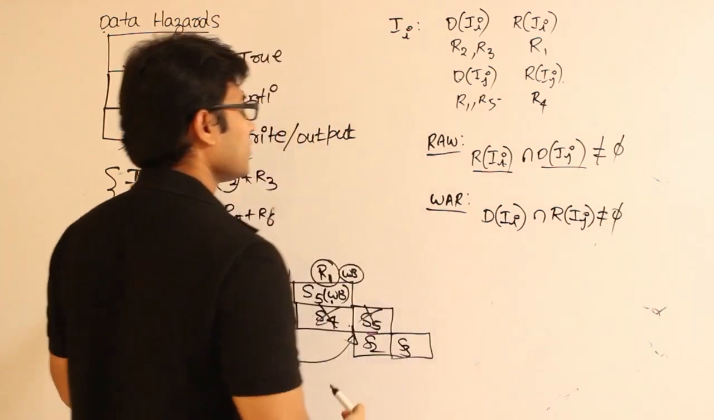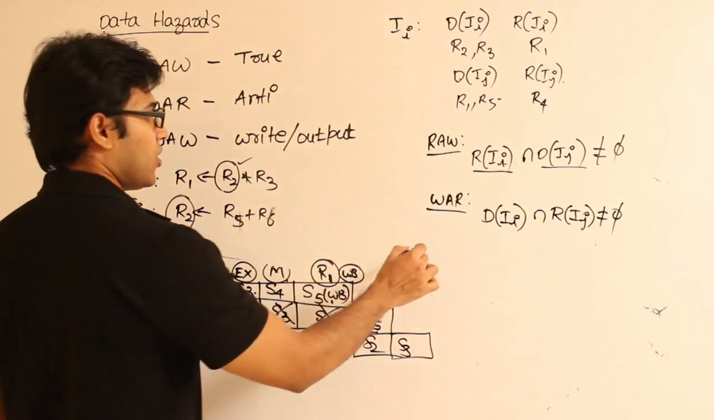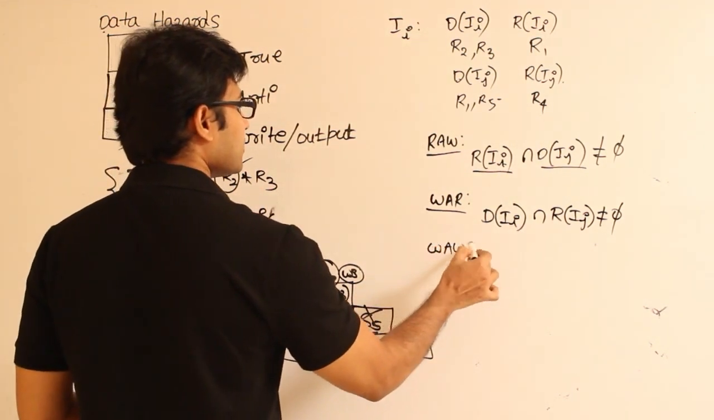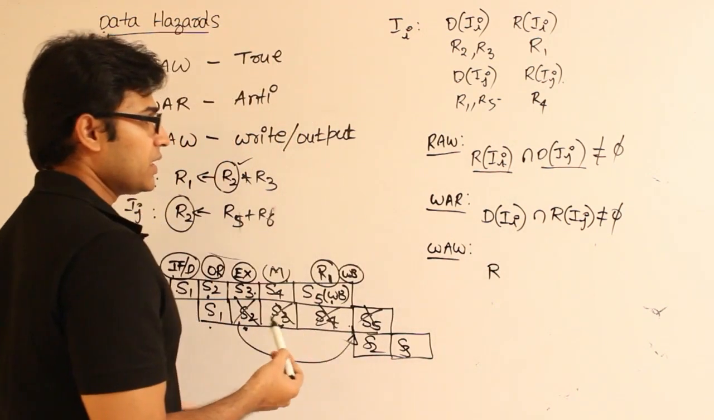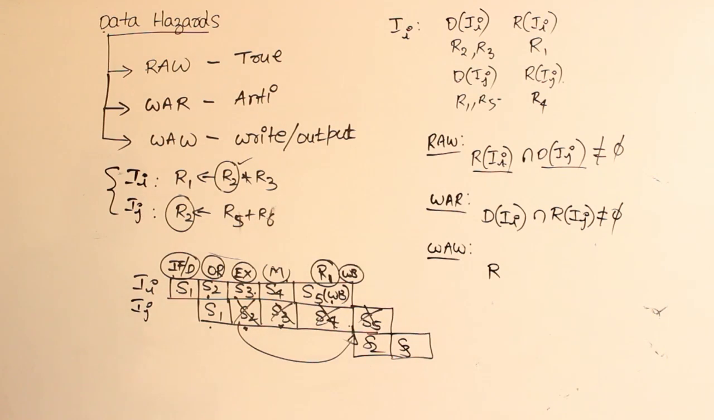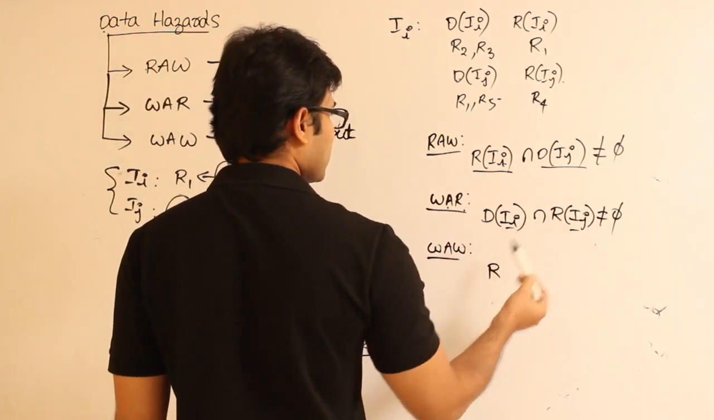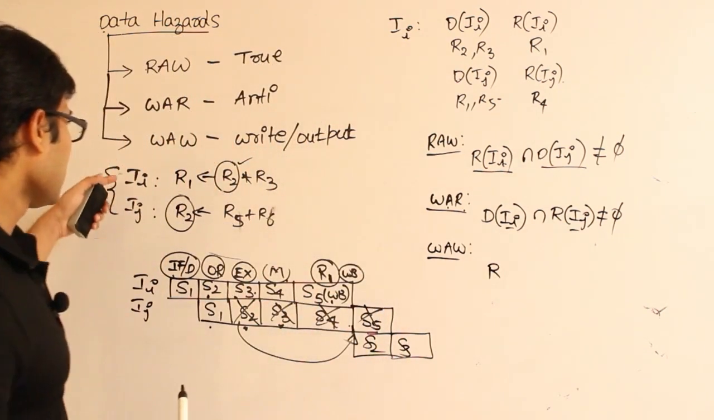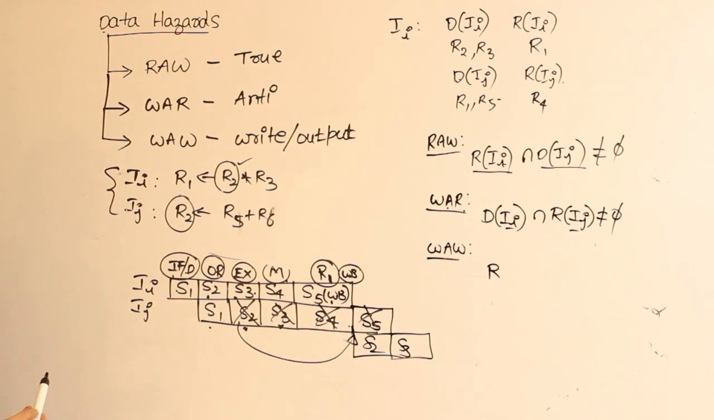If this is not equal to 5, then this will lead us to write after read dependency. And what about write after write dependency? Both the instructions are supposed to write. Even in this case, as in write after read dependency, Ii has to be before Ij. This is the order: Ii and Ij. Ii has to be before and then this one has to be after it.